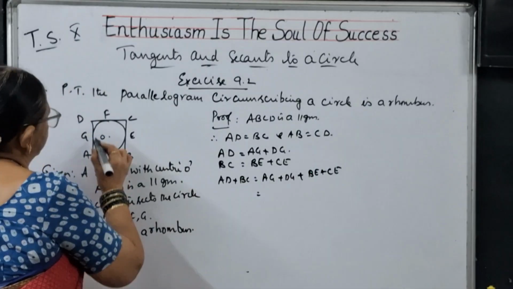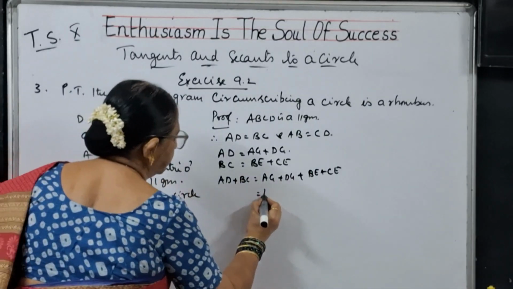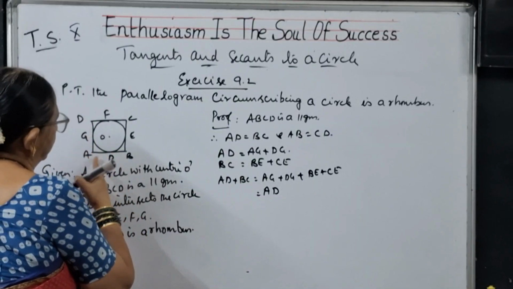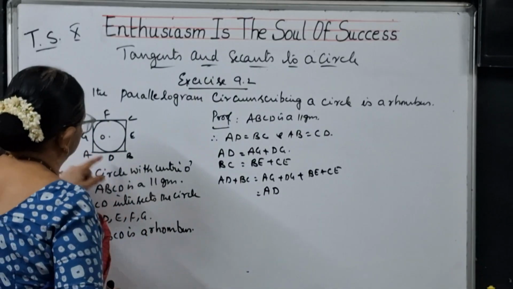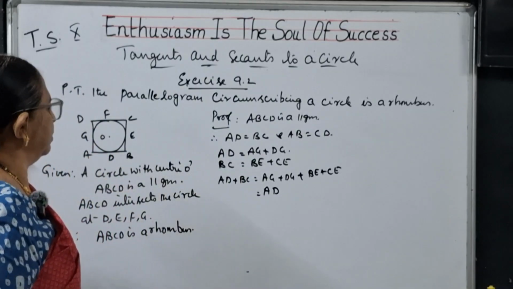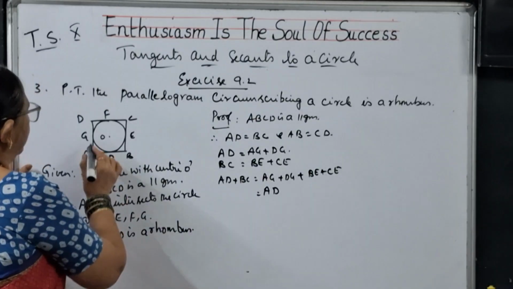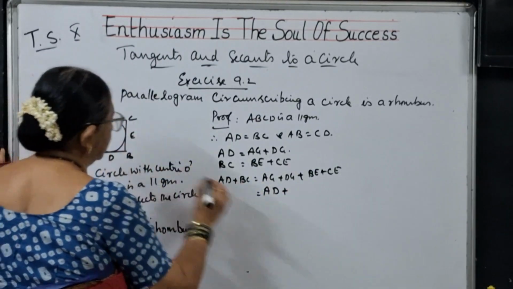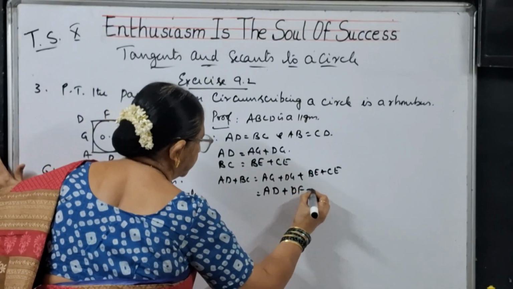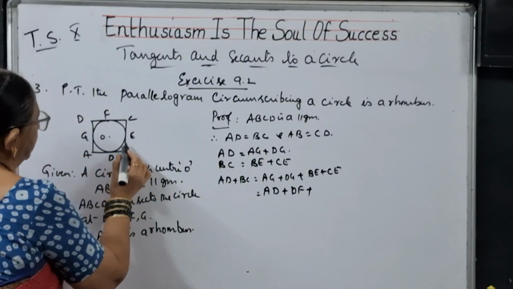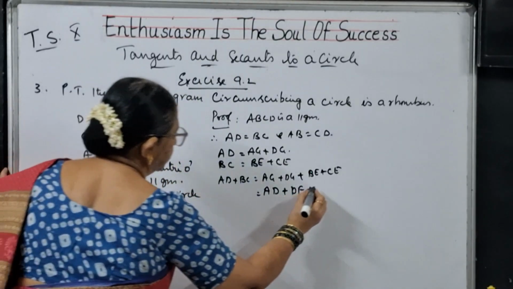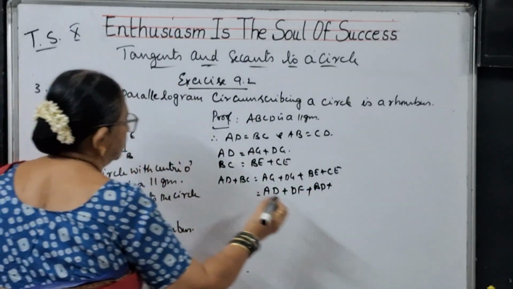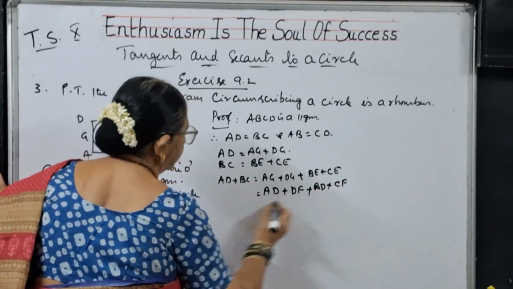So, what is AG? AG can be written as AD. AG and AD are the same because they are tangents from the external point to the circle. They are always equal. And what is DG? DG means DF. What is BE? BE means BD. What is CE? CE means CF.